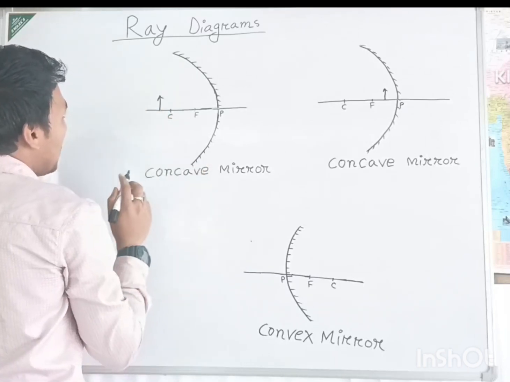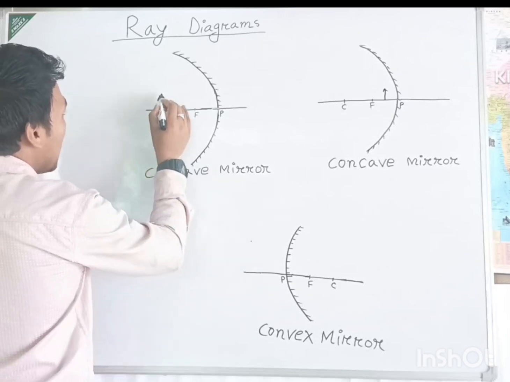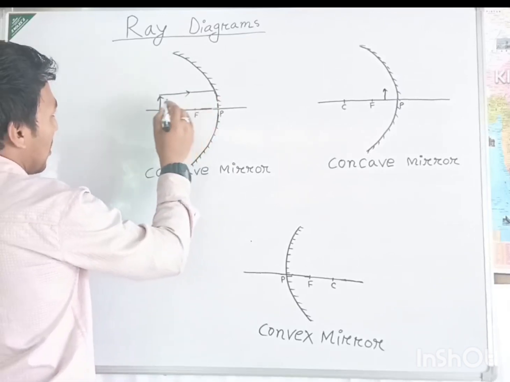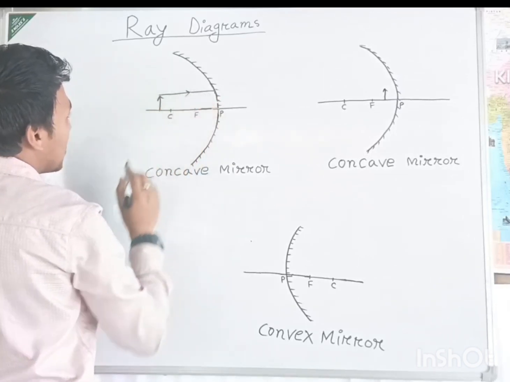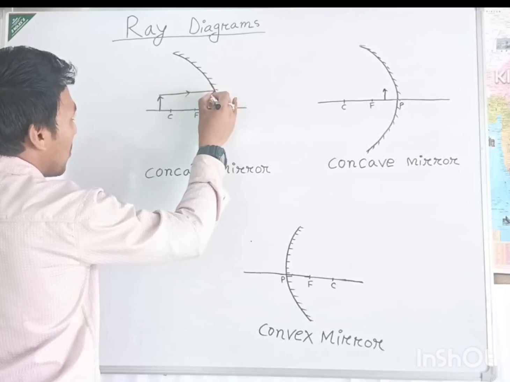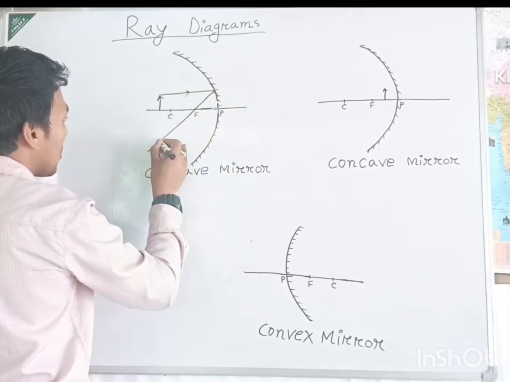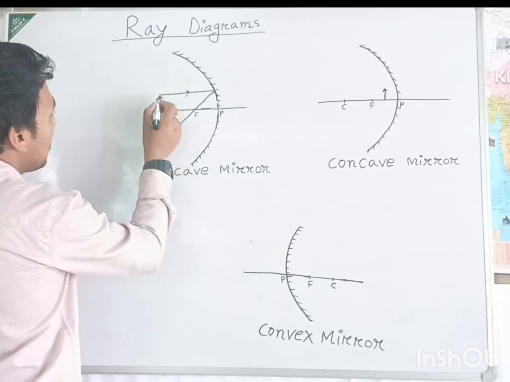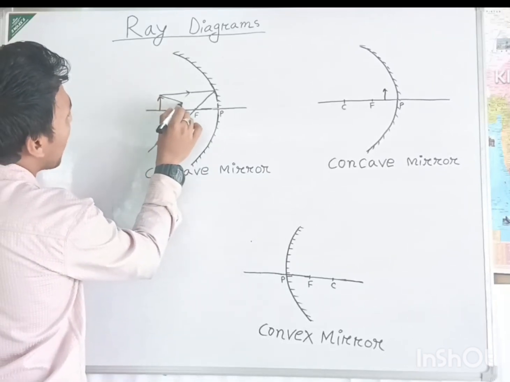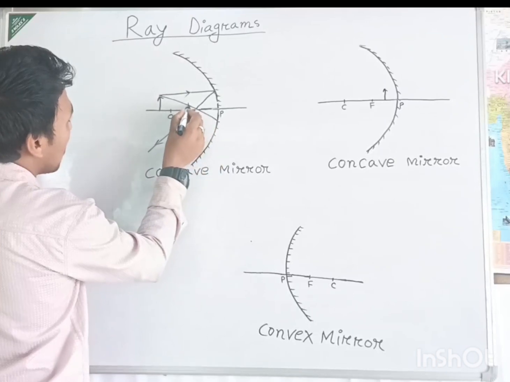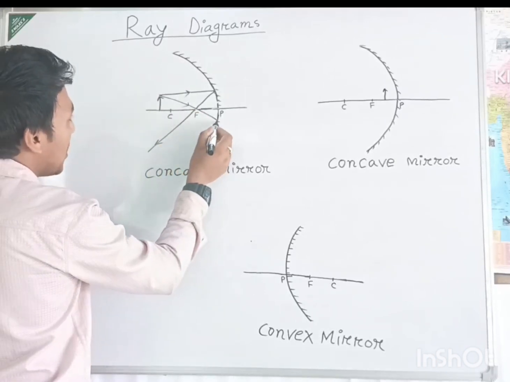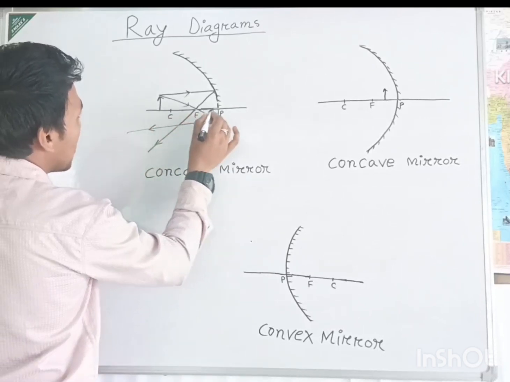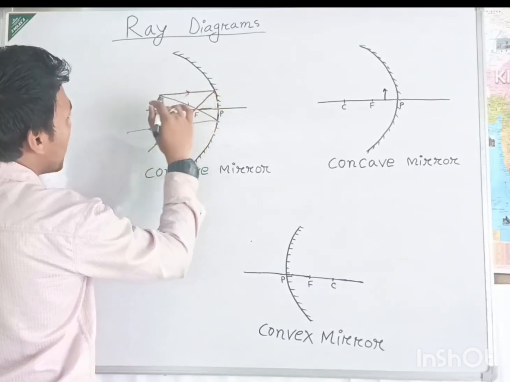Now in those rules we have already learned that when a ray is passed parallel to the principal axis, after reflection it will return through the focus. And in rule number 2, what is given? If a ray is passed through the focus, after reflection this ray will return parallel to the principal axis. This line is called the principal axis.